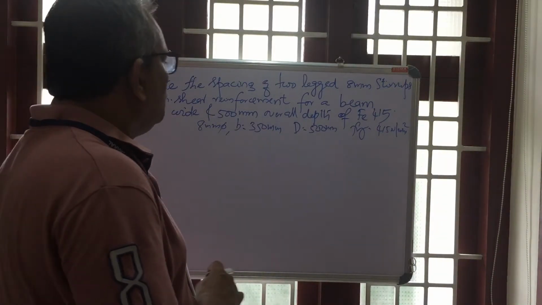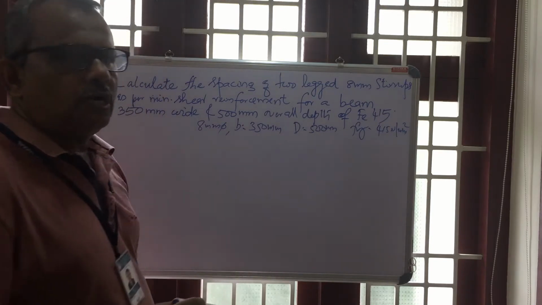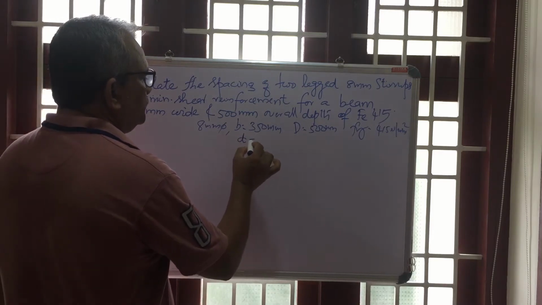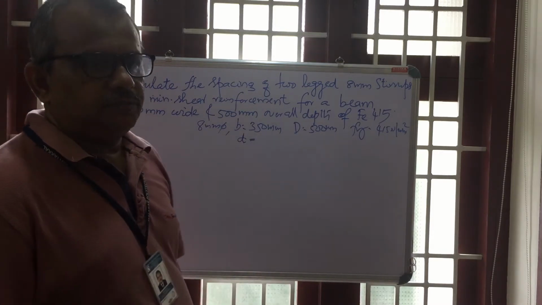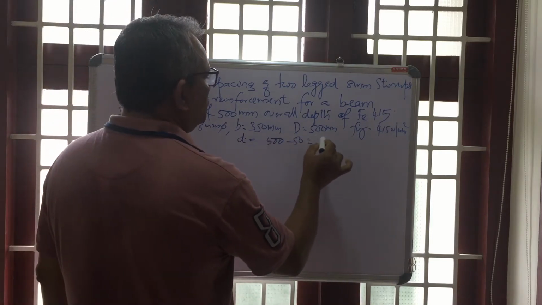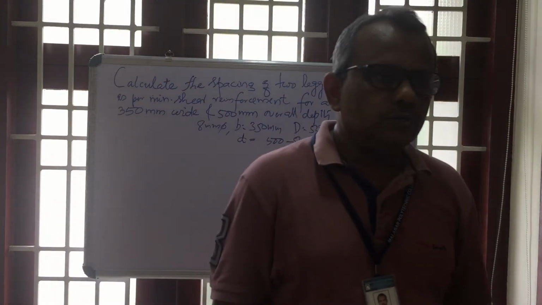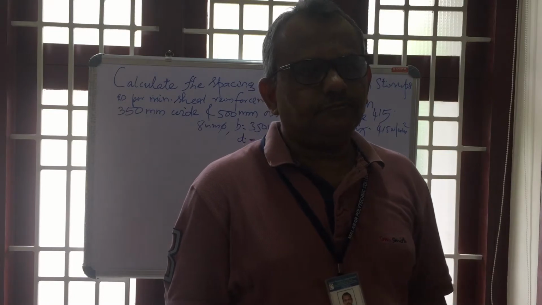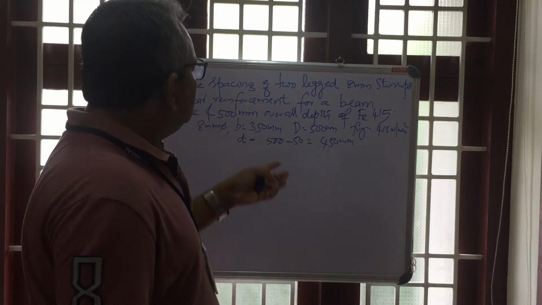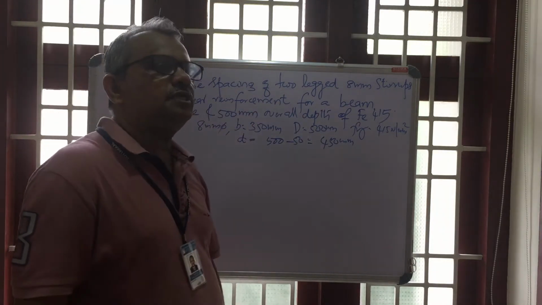Right? So the overall depth D is given as 500 mm. So assuming an effective cover of 50 mm, we can find out the effective depth, small d, is equal to 500 minus 50, is equal to 450 mm. The effective depth of the beam is equal to 450 mm. Right? So as per this data given, how to find out the spacing of two-legged stirrups?